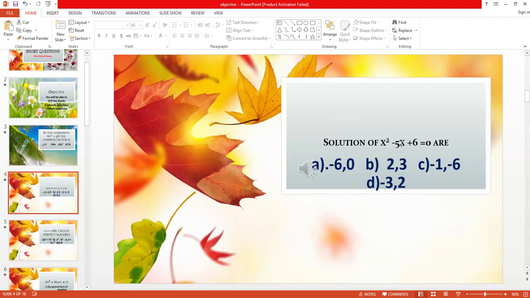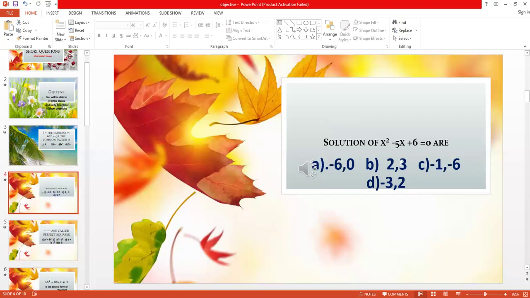Very easy. You have to find such factors that when we multiply, we will get 6, and when we add, we will get minus 5. So first of all, in the 6 times table, 1 6s are 6. But when we add 6 plus 1, it is equal to 7. So the other factors are 2 and 3. And both minus 2 and minus 3. So minus into minus is plus, 3 2s are 6. And when we add, we will get this minus 5.